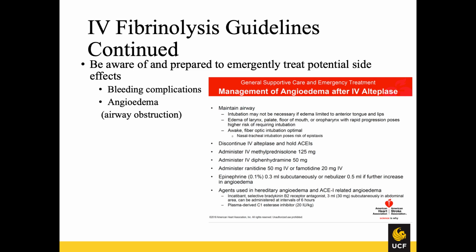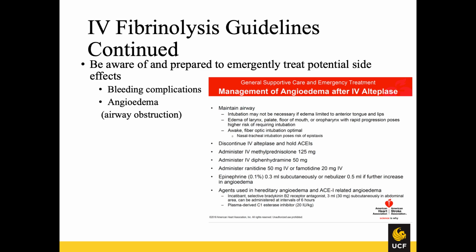Obviously, we're going to discontinue the IV alteplase, hold any kind of ACE inhibitor therapy the patient might be on, and immediately administer IV methylprednisolone, 125 milligrams, 50 milligrams of diphenhydramine, and give them Zantac or Pepcid, IV, immediately. You can give them epinephrine, 0.3 cc's of a 0.1% solution, either sub-Q, or you can give them 0.5 cc's via nebulizer to further reduce the risk of airway obstruction with that angioedema.